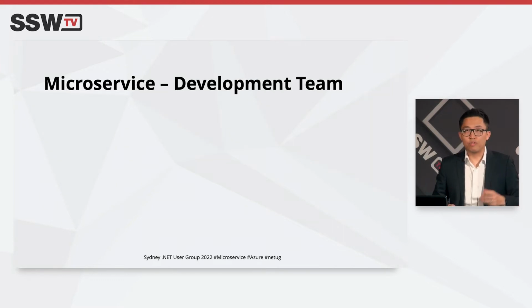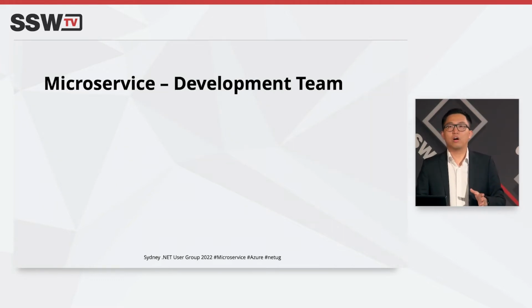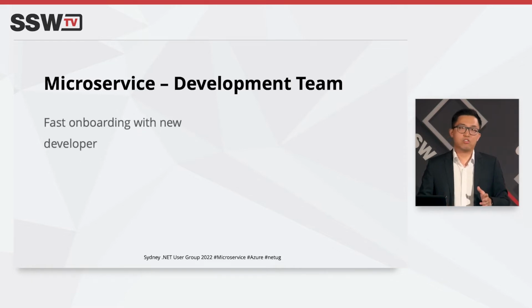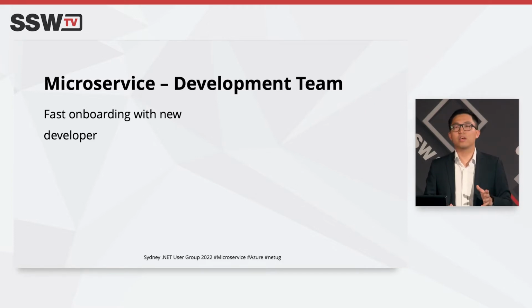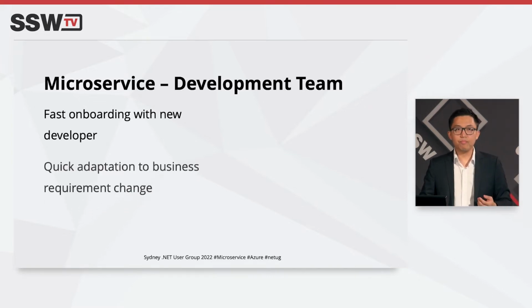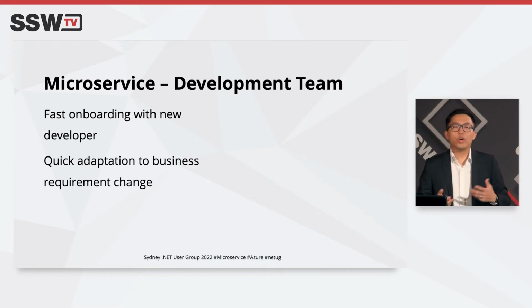All right, so we've mentioned the productivity of your development team. Let's look at some details. If we use microservice architecture, we tend to have a faster onboarding process, especially with new developers and developers joining a new team. We can quickly adapt to a business requirement change if that business requirement is only sitting on a certain boundary or a certain piece of a business unit.